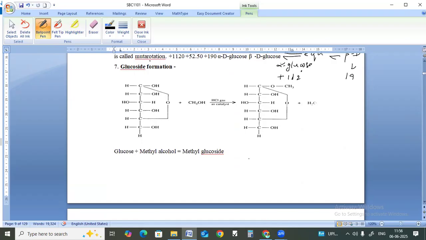And next, coming to the glycosides. Actually, we know that the sugars are mainly connected by a bond that is called a glycosidic bond. Whenever glucose, the monosaccharide, reacts with methyl alcohol, that is CH3OH, the primary carbon atom is linked with this methyl alcohol, and that results in the formation of glycosides.